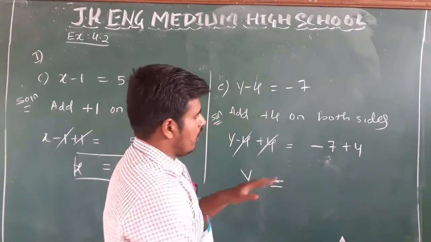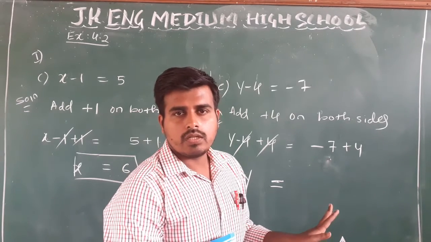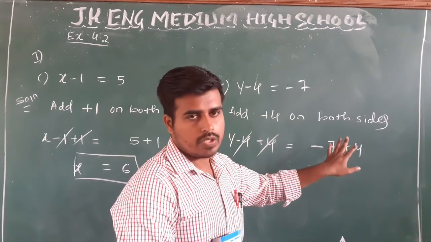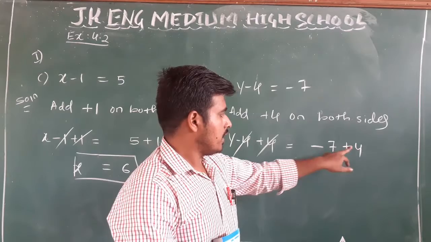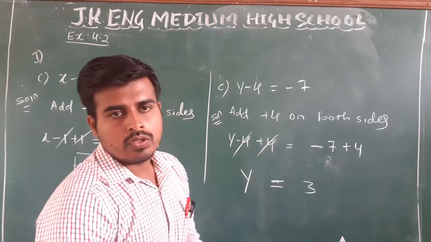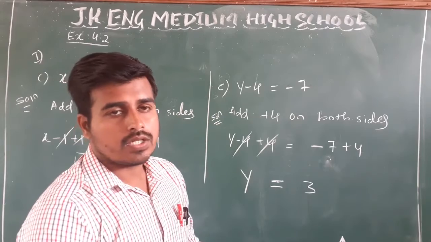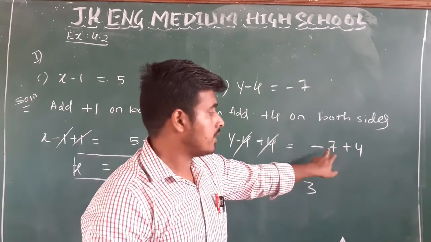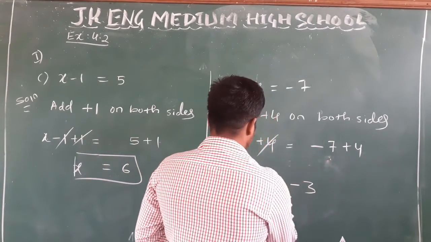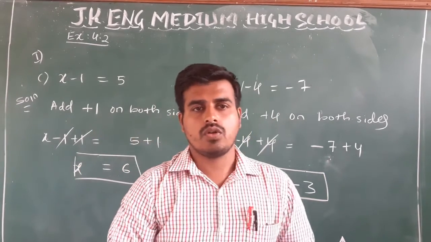Okay. So on the RHS, -7 plus 4. Both are integers and both are of different signs. Negative integer, positive integer. What do you have to do? Subtraction, since signs are different, minus and plus. 7 minus 4 will give you 3. And among these two, you have to choose the sign of the greater number. Between 4 and 7, the greater number 7 has the minus symbol, therefore what is the solution of the equation? y equal to -3 is the solution of the equation.